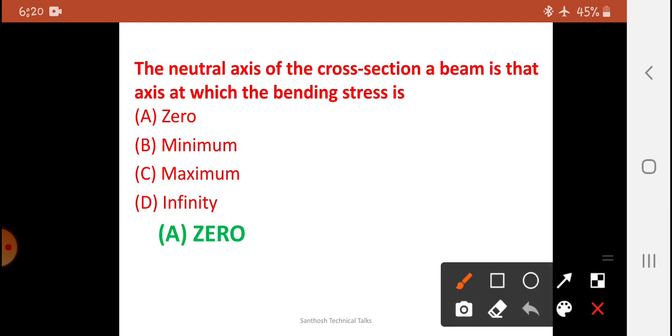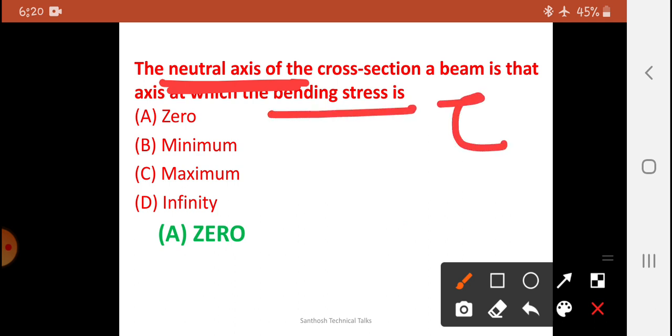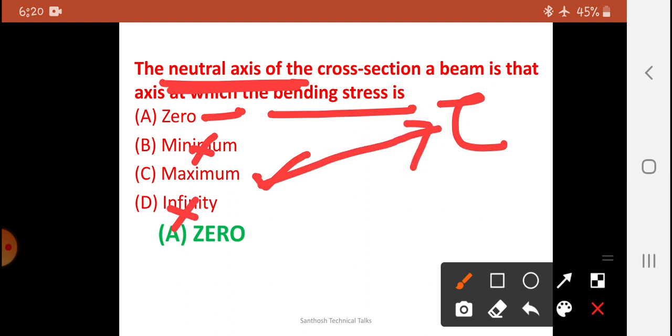At the neutral axis, instead of bending stress, it is the shear stress that is maximum. Bending stress is 0 and shear stress is maximum. So please make a note: at the neutral axis of the cross section of a beam, if they are asking about bending stress, it is 0. If it is shear stress, it is maximum.